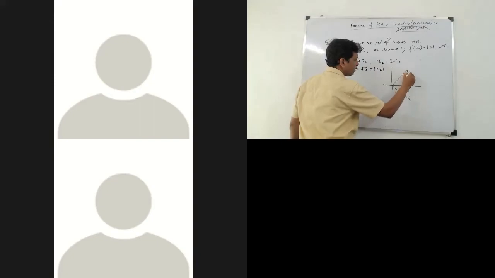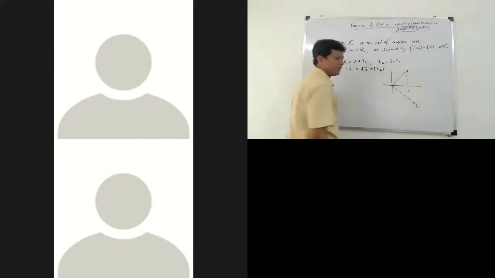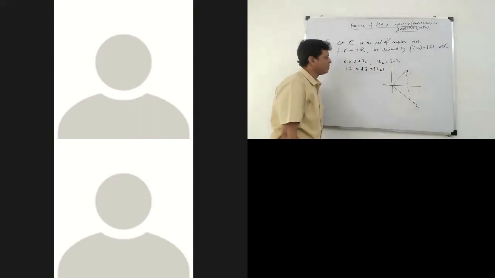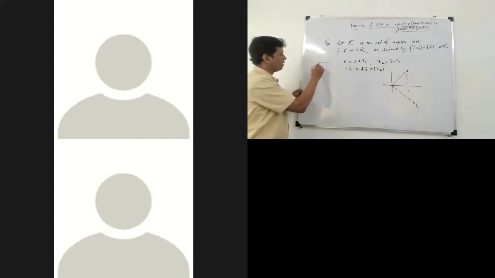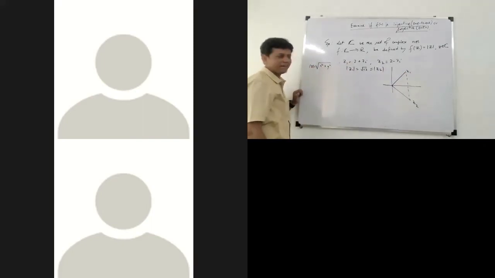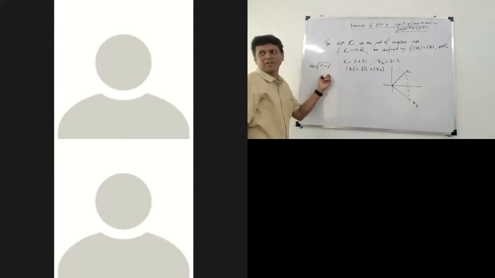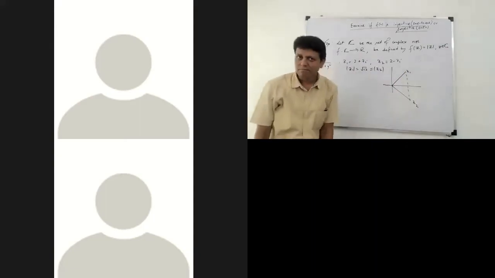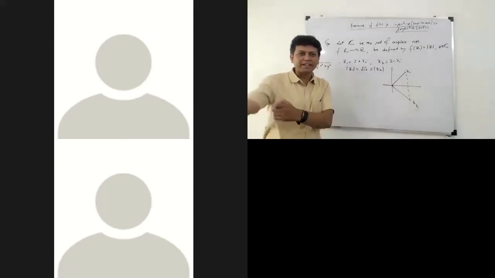Yes sir. So how do you do it? Root over x square plus y square. So 4 and 9. Real part square plus imaginary part square.